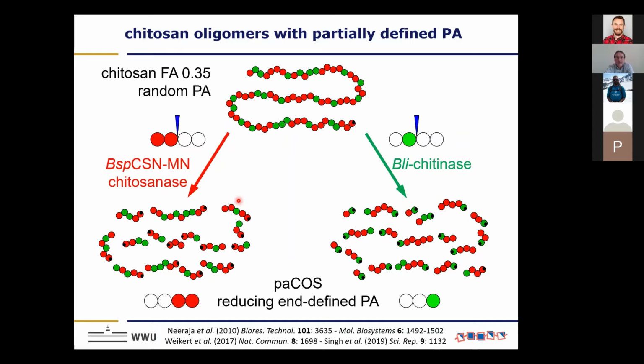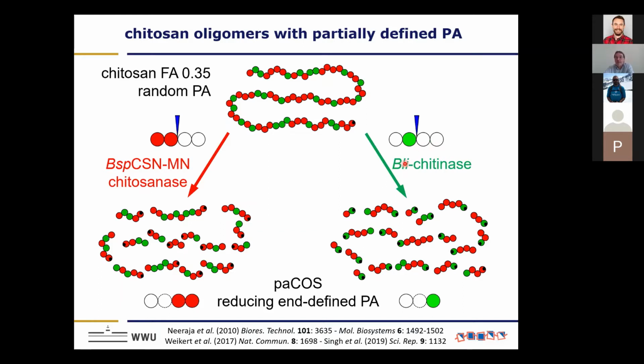So we start with chitosan hydrolases. Here we have a chitosan polymer with a fraction of acetylation of 0.35, so 1/3 of the residues are still acetylated, and as this is produced chemically, it has a random pattern of acetylation. Now, this is degraded by 2 different recombinant enzymes. First, a bacterial chitosanase, which requires 2 deacetylated units at the -1 and -2 positions. If such an enzyme cleaves this polymer, you are going to end up with a mixture of oligomers, but they are now partly defined in terms of their pattern. They are end-defined. The reducing end is defined. It will always have 2 deacetylated units.